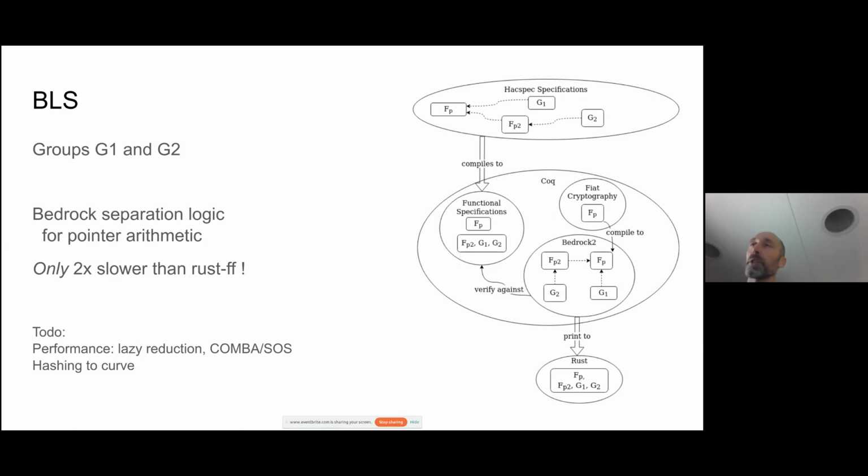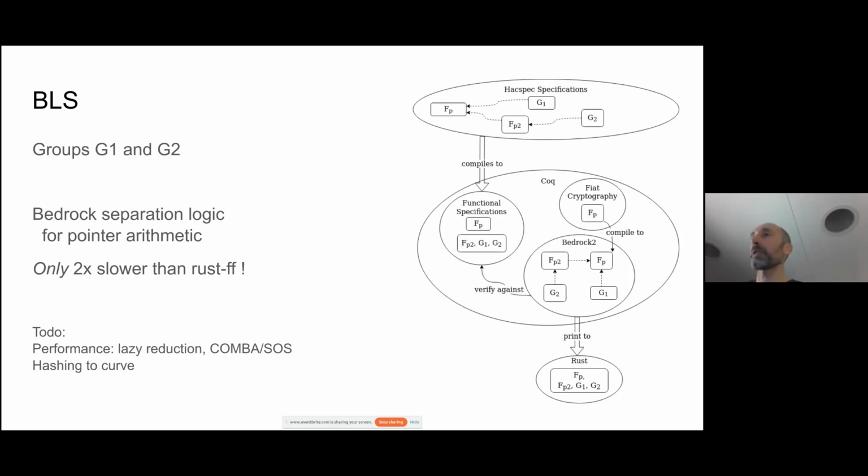And as I said, this implementation is fast, but we know where the bottlenecks for performance are. So we're missing things like lazy reduction and Comba SOS. These things are possible to add to a project like Fiat, but it's just something that we should do, and we should do very careful testing on where the bottlenecks are. But these things certainly seem to be in scope.